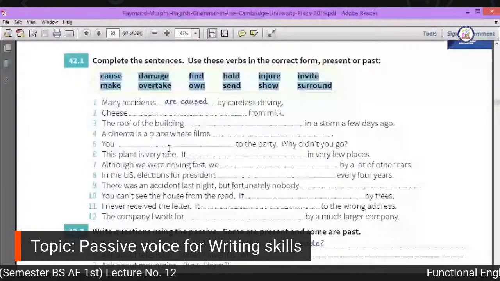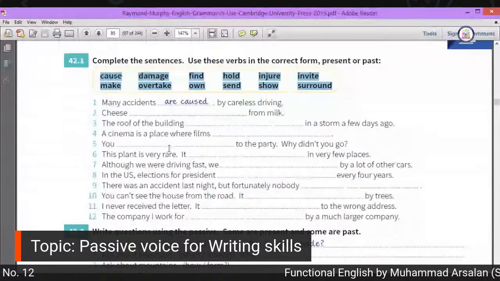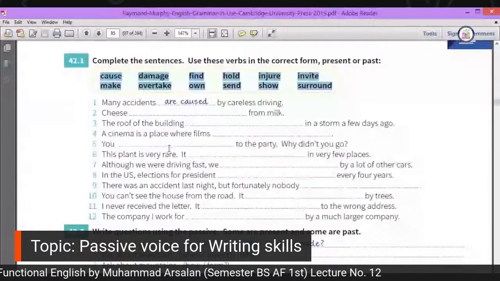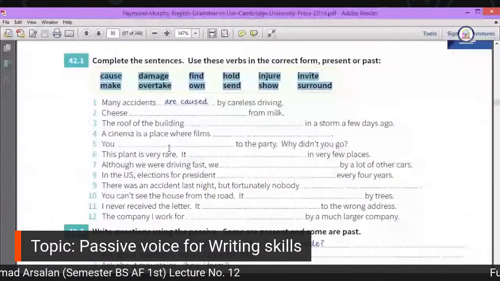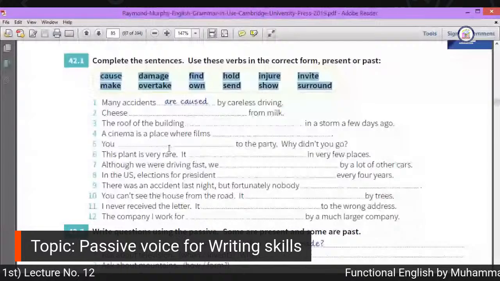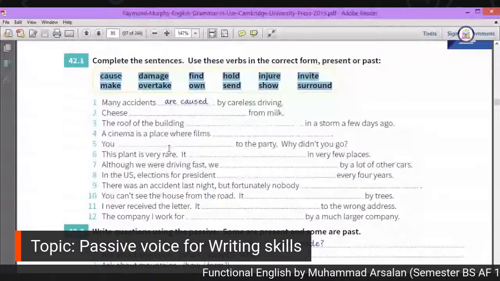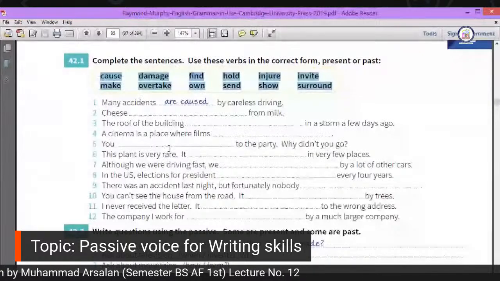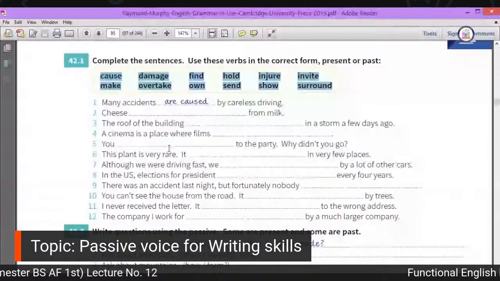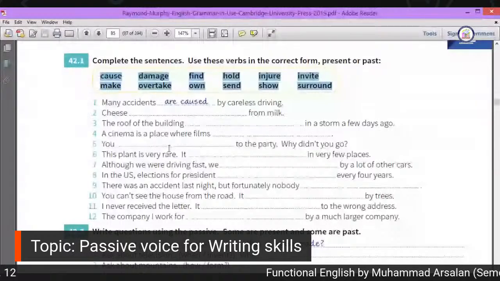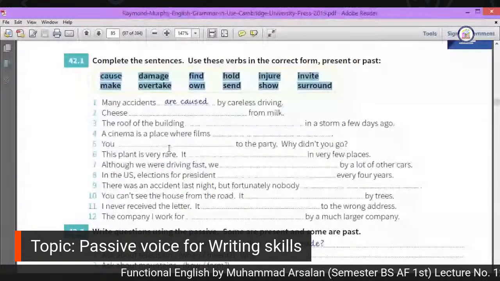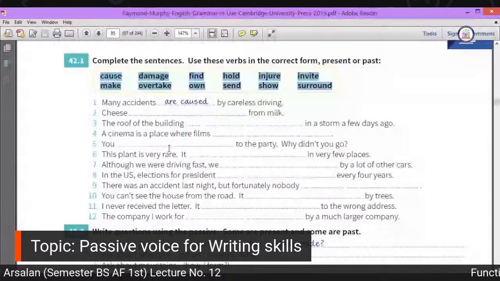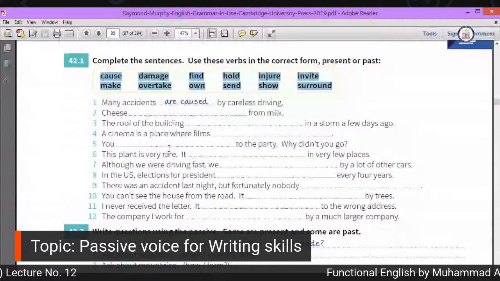The roof of the building was damaged in a storm a few days ago. Do not mix passive voice with narrations. They are different things. And in passive, all tenses are possible except for a few tenses, like present perfect continuous, future perfect continuous, past perfect continuous. Sorry, not past. The roof of the building was damaged. Past tense. A cinema is a place where films are shown.